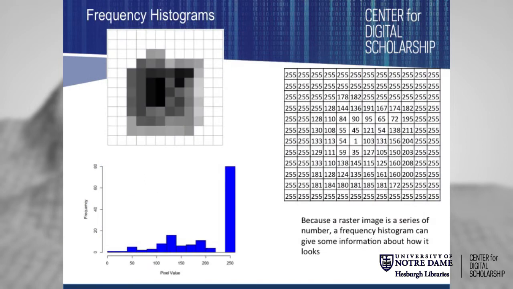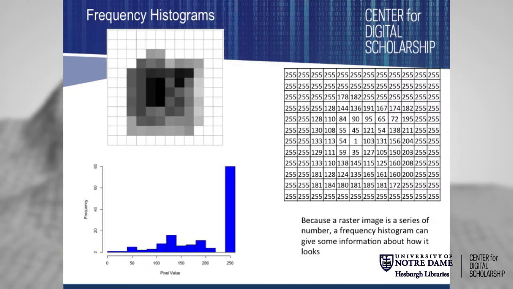Now, the neat thing about this is we can begin to calculate some statistics on an image just by looking at all the values that make up that matrix of numbers. And the most common thing that happens is we put these into a histogram. And this histogram lets us understand something about the image.